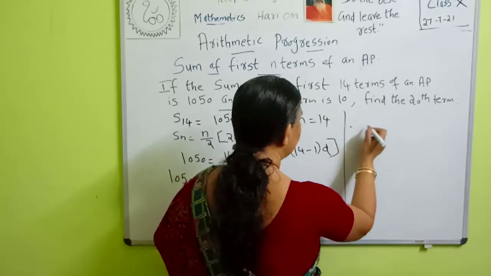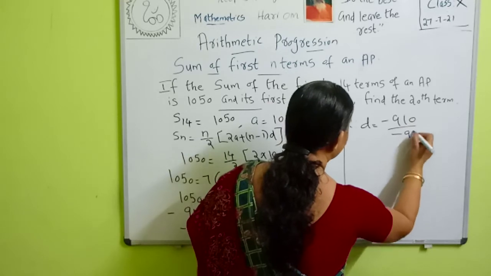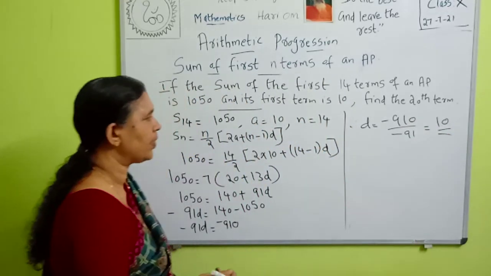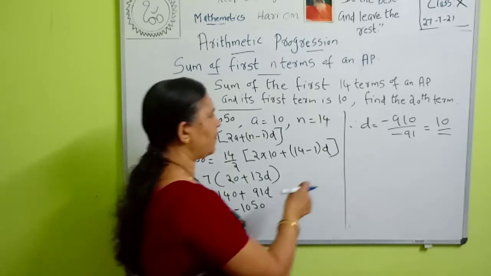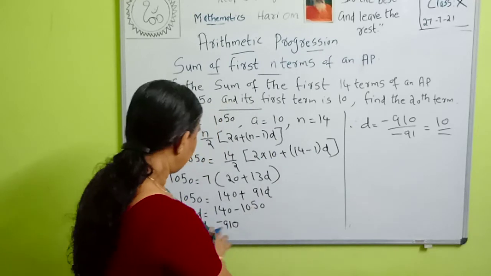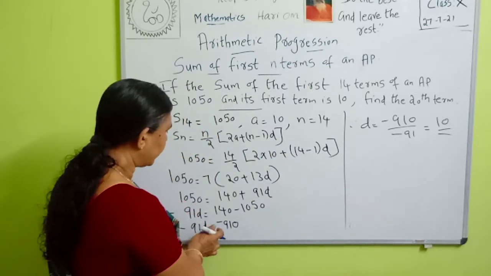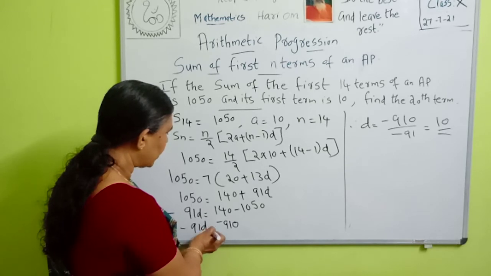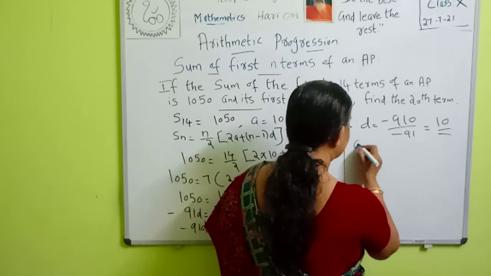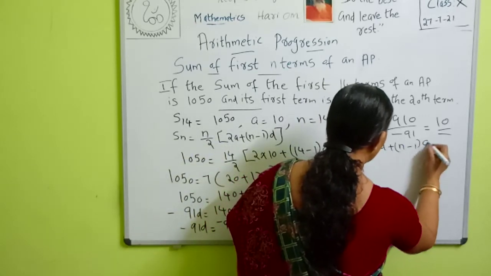Then what is d? Therefore, d is equal to minus 910 by minus 91. That is equal to 10. Here the d is equal to 10. The common difference is 10. Then we can find the 20th term. To find the 20th term, we use which formula? To find the nth term, an is equal to a plus n minus 1 into d.